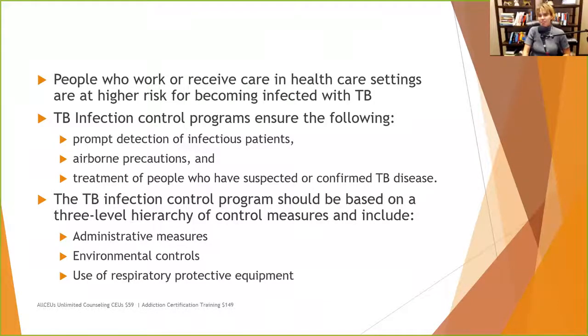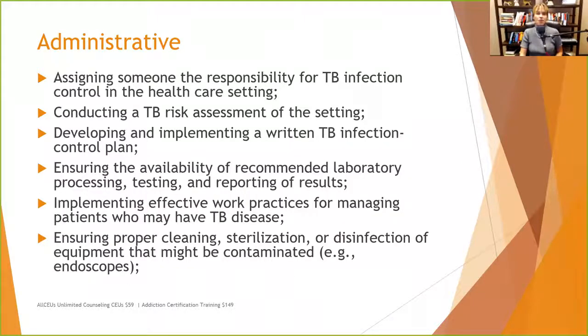The TB infection control program should be based on a 3-level hierarchy of control measures, including administrative measures, environmental controls, and use of respiratory protective equipment. And yes, this applies even in mental health settings. So administratively, somebody has to be in charge of the TB infection control procedures. They need to conduct a TB risk assessment of the setting. We usually did ours once a year. Some places that are at high risk may do it every 6 months.